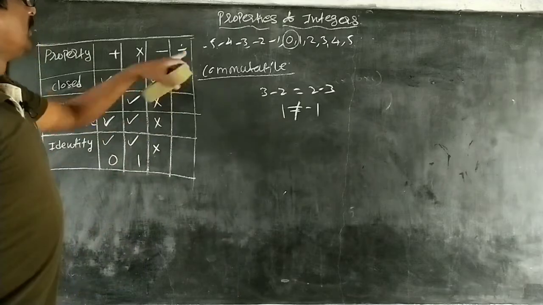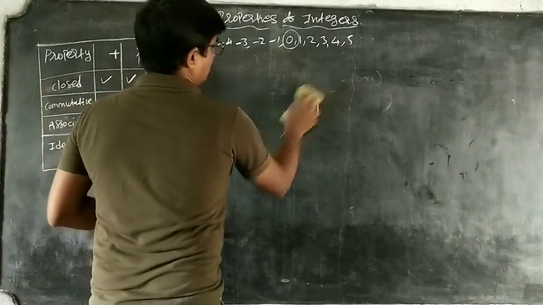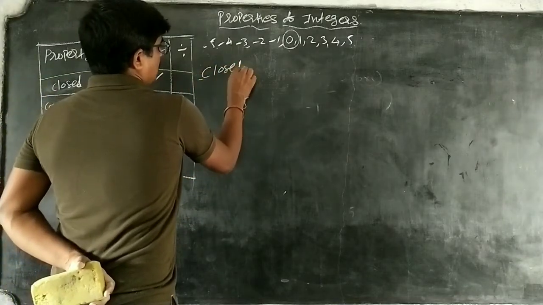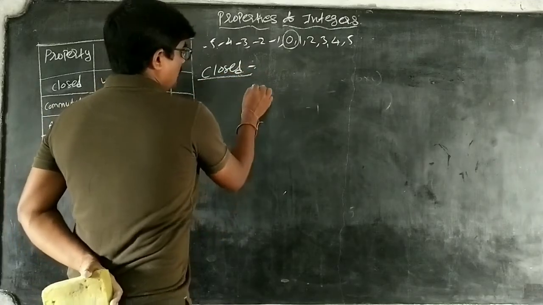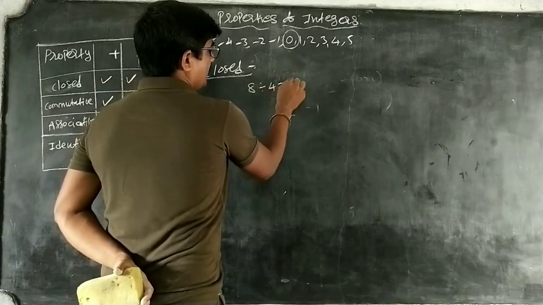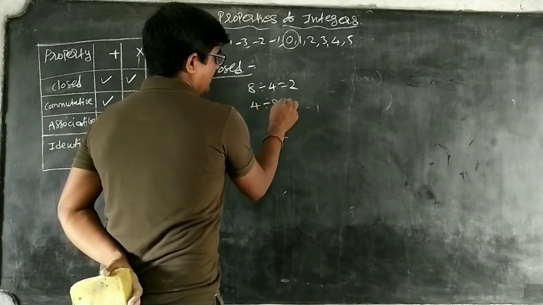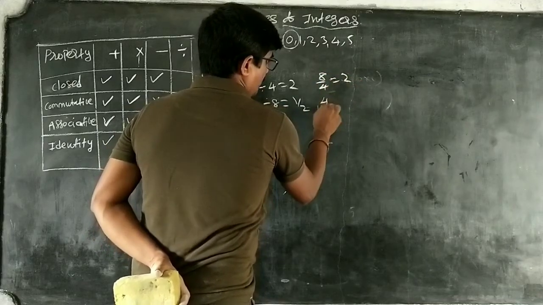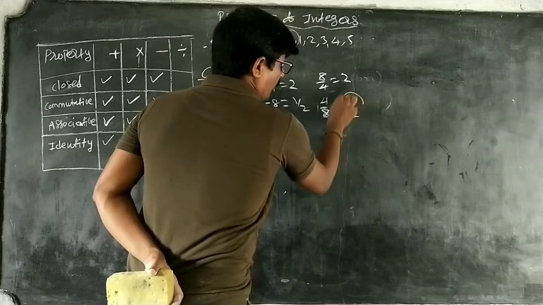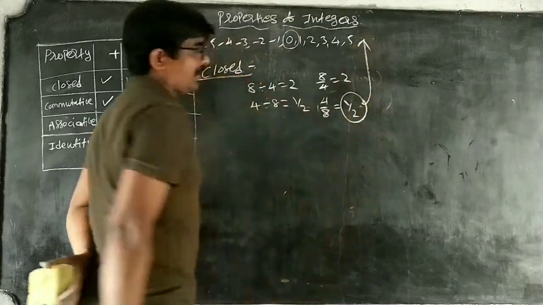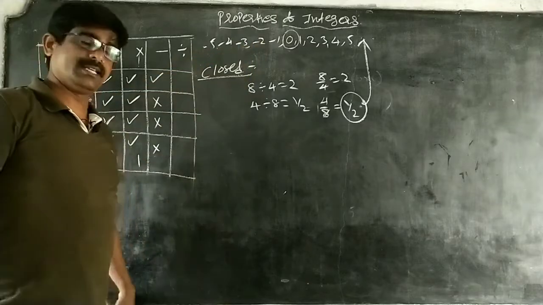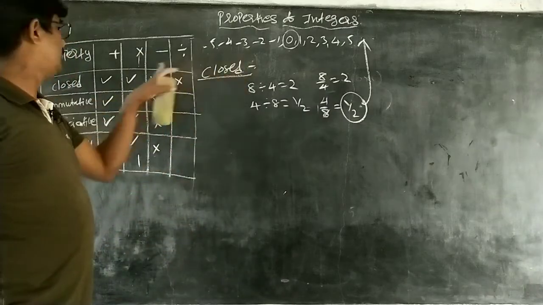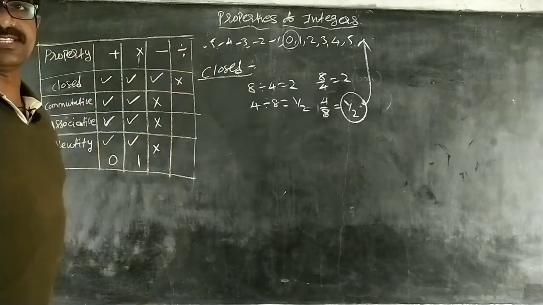Okay. Next, division. For division, first closed. 8 divided by 4 is equal to 2. But 4 divided by 8 is equal to 1 by 2. But 1 by 2 is not an integer. Therefore, this is not closed. Integers are not closed under division.